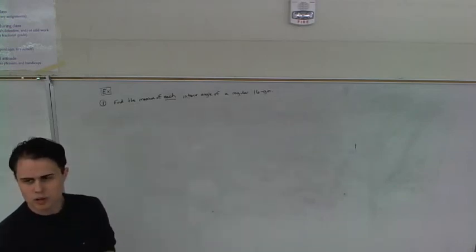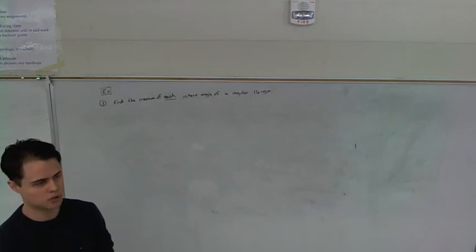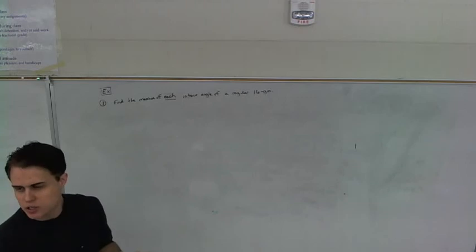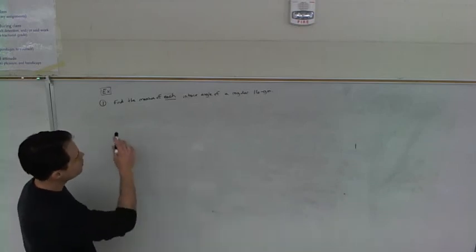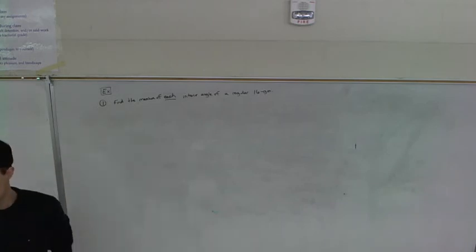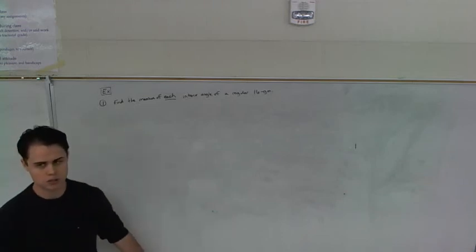so remember, what's the highest number of sides on a polygon we need to know the name for? 12, and that was a dodecagon, right? So if it's beyond 12, we could just call it like a 16-gon. So this one's saying find the measure of each angle, not the sum, but each angle inside a regular 16-gon. Now there's a key word here. What's the key word that's going to allow me to do this?